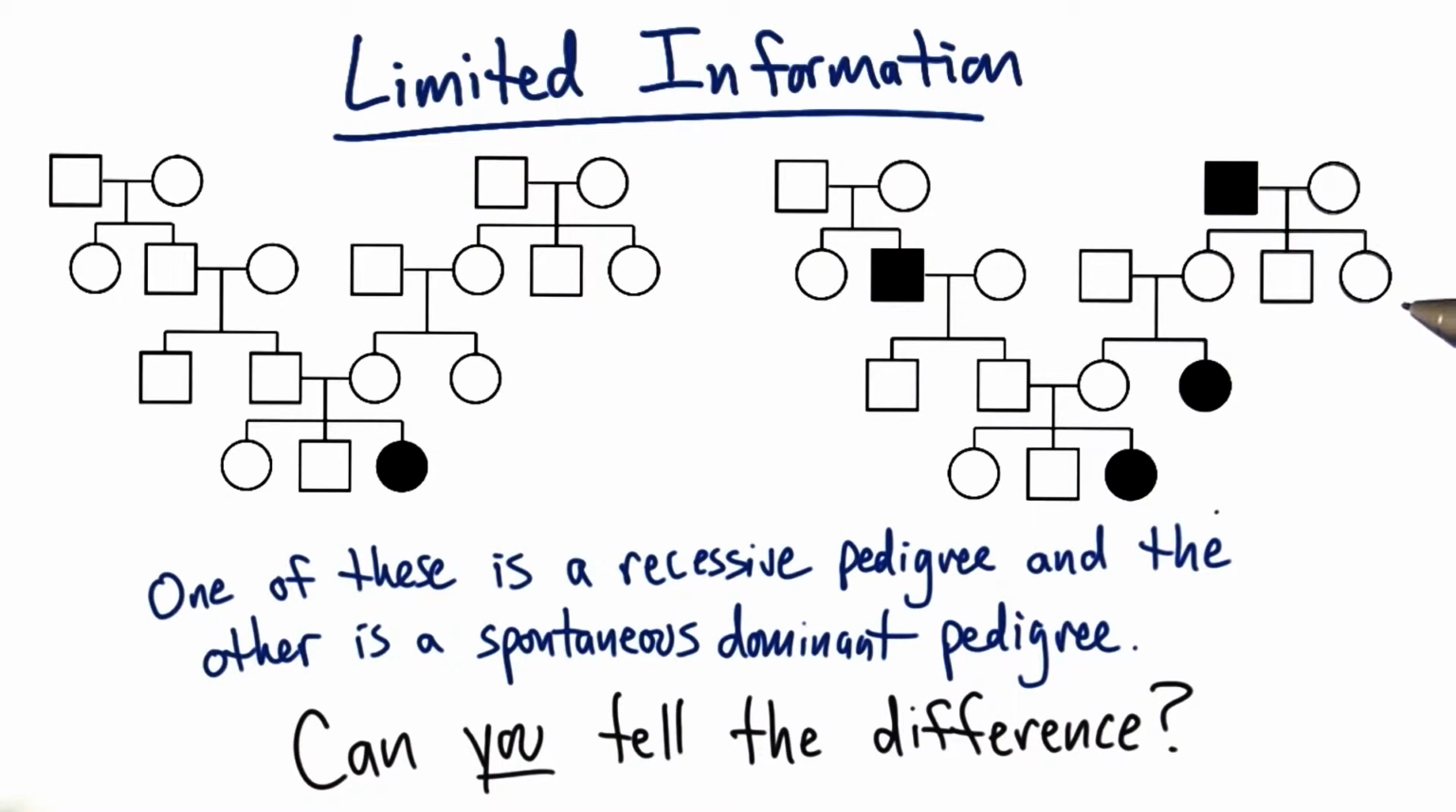The only way to distinguish these 2 possibilities would be to zoom out on both pedigrees and fill in as much family information as we can. This family history is going to help us figure out which one of these is a recessive trait pedigree and which of these is a spontaneous mutation that's caused a new dominant trait.